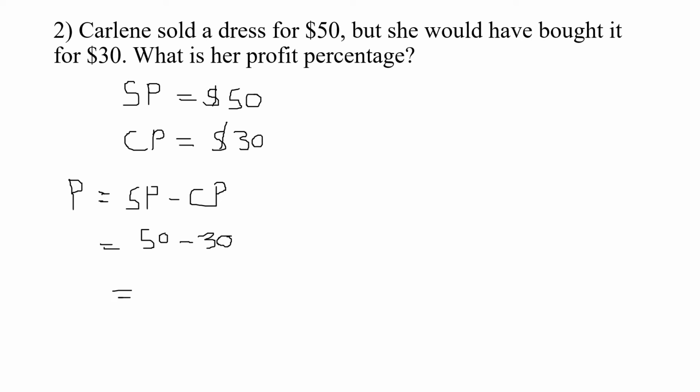And that will give me a profit of, oh sorry, I have to write 30. 50 minus 30 is actually 20. So this gives me a profit of $20.